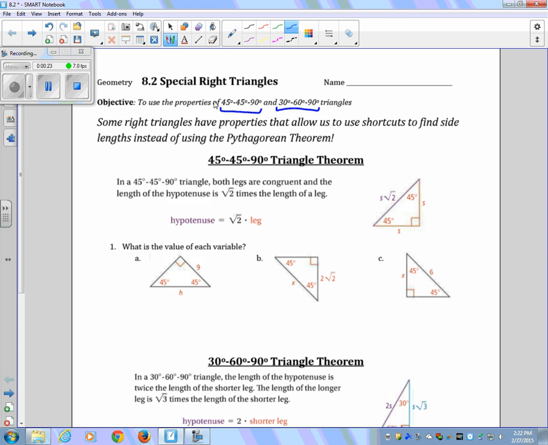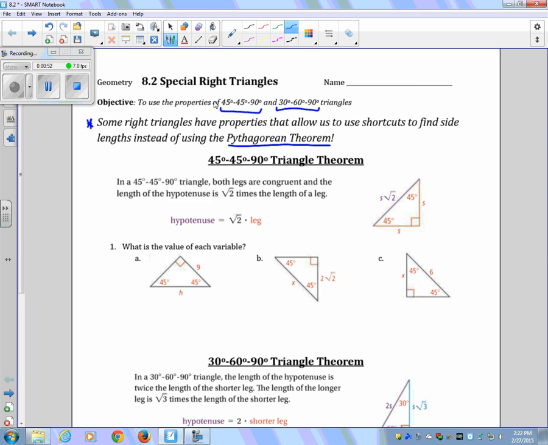Now these are special right triangles because they are commonly found in lots of shapes or parts of shapes. And so knowing the relationship of the sides of these shapes helps us sometimes to solve for a missing side. So we can think of this really as another way of solving for missing sides other than the Pythagorean theorem.